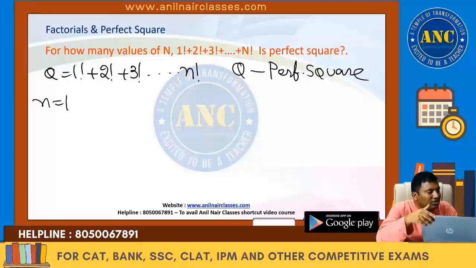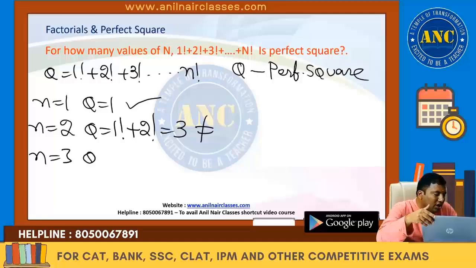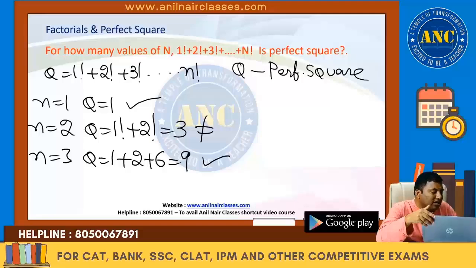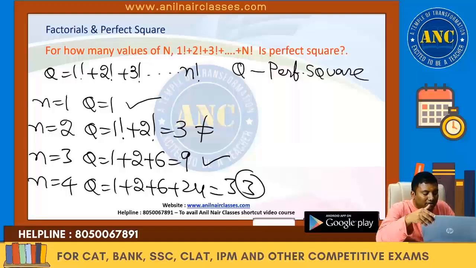If n value is 1, q is nothing but 1. 1 is a perfect square. If n value is 2, q is 1 factorial plus 2 factorial, 3. A perfect square never ends with 2, 3, 7 or 8. If n is 3, q is 1 plus 2 plus 6, which is 9. 9 is a perfect square. If n value is 4, q will become 1 plus 2 plus 6 plus 24, which is 33. A perfect square can never end with 2, 3, 7 or 8.